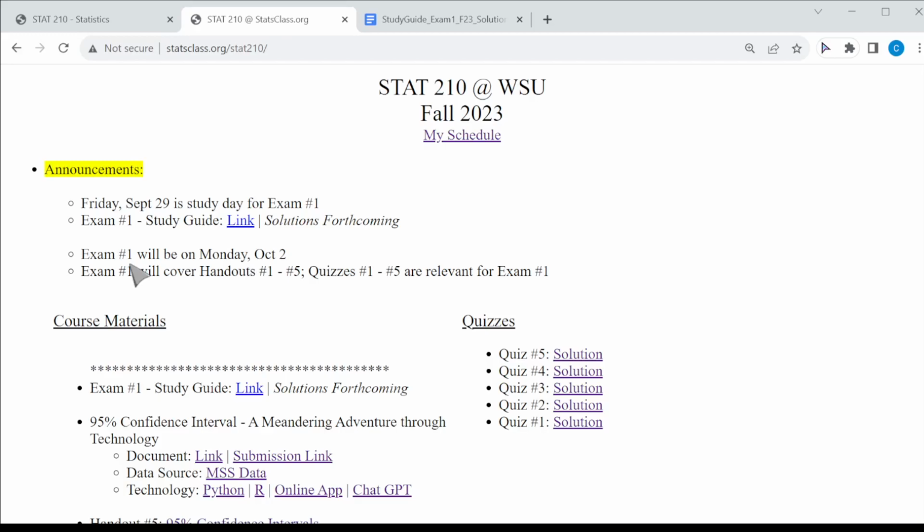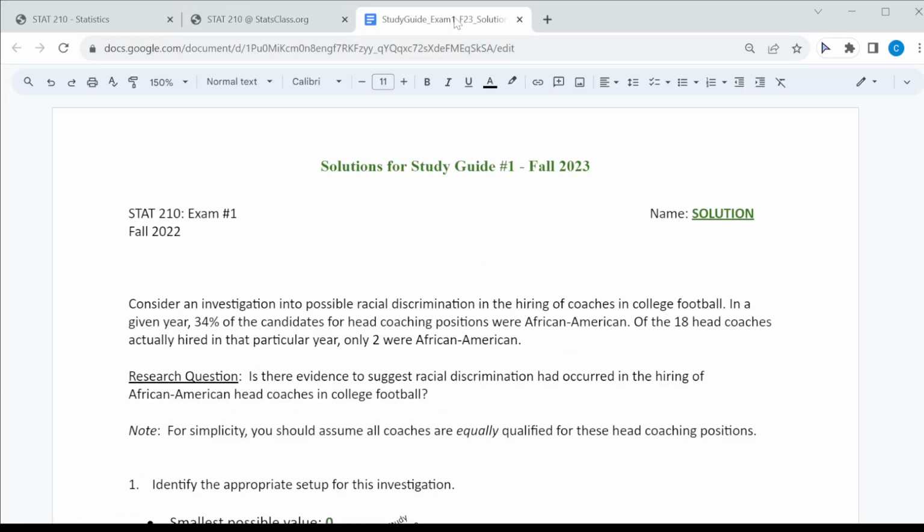So as we talked about in class, exam number 1 is going to be on Monday, October 2nd. This exam will cover handouts 1 through 5, and also quizzes number 1 through 5 are relevant for exam number 1 here. Okay, so let's get to the study guide.